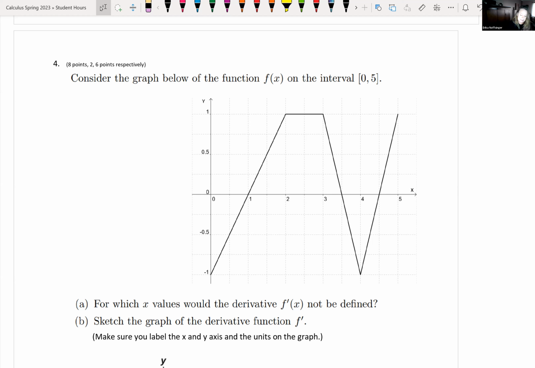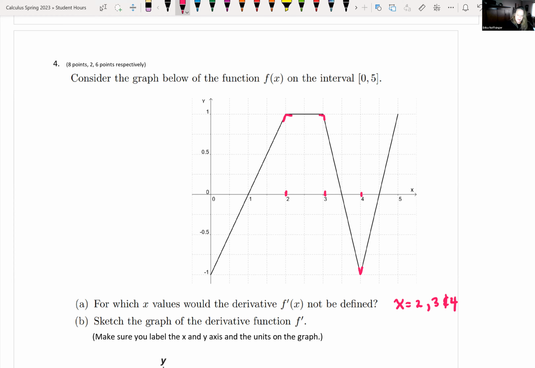or where it's discontinuous. So I notice there's places where I'm having these sharp corners in here. And so this is where x is equal to 2. I have a sharp corner here when x is 3. And I have another sharp corner here when x is 4. And so the values of x where our derivative is not defined would be when x is 2, 3, and 4.